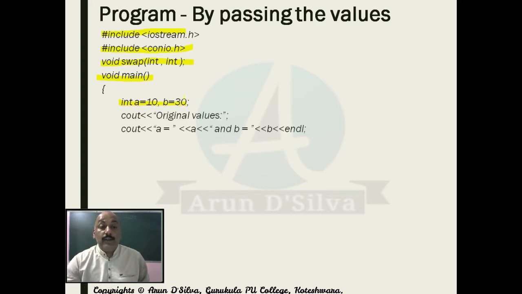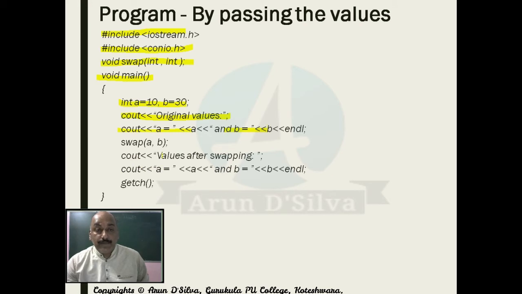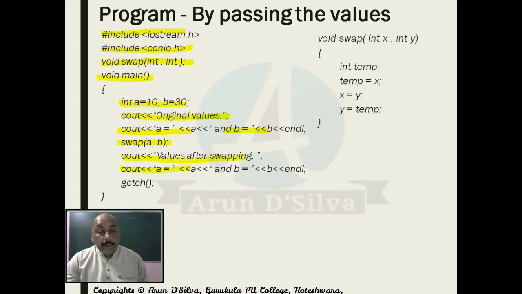Next, I'll display the message saying original values, a equal to a, b equal to b. Next, I'll call the function swap(a, b). So this is called by value; I am calling this function by value. After swapping, I am displaying the values of a as well as b, and this is the main program.